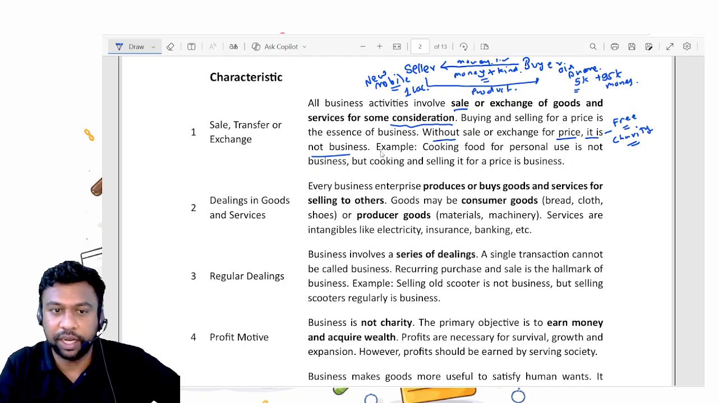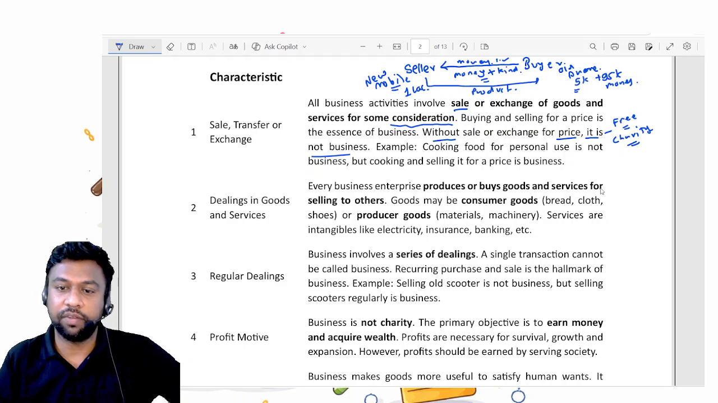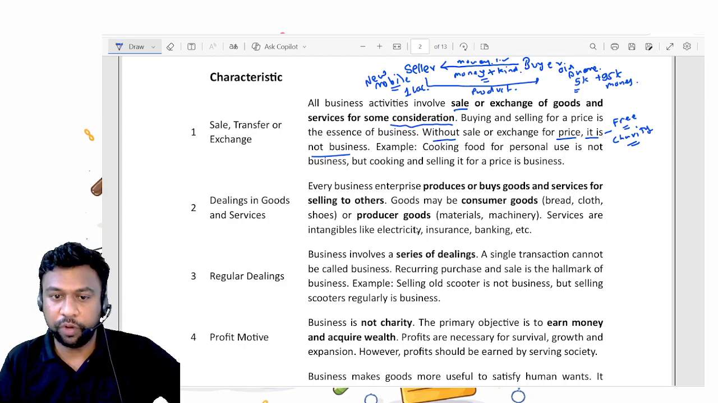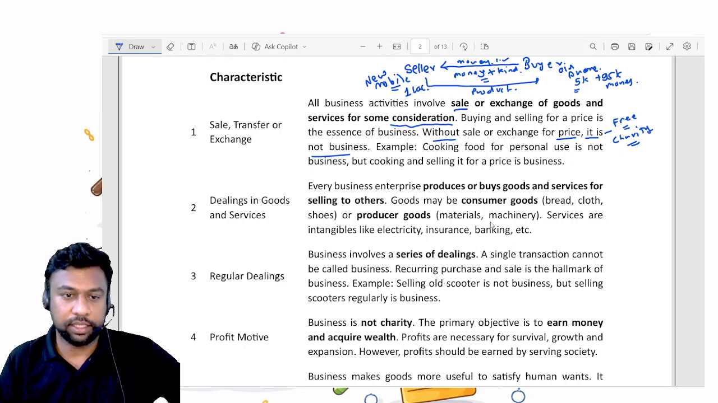That's fine. This is quite easy. You can read and you will be able to understand. Dealing in goods and services. Every business enterprise produces or buys goods and services for selling to others. Fine, this we have seen. Goods may be consumer goods, that is your bread, clothes, shoes, or producer goods, that is your materials, machinery, etc. Services are intangibles like electricity, insurance, banking, etc.